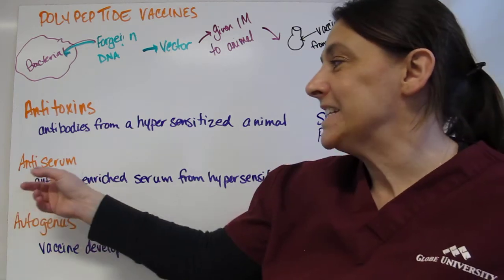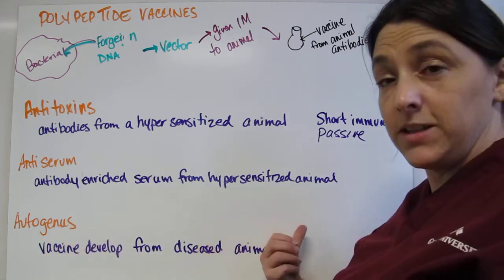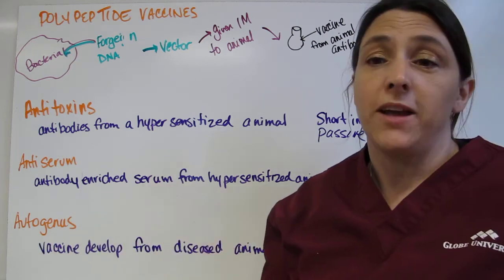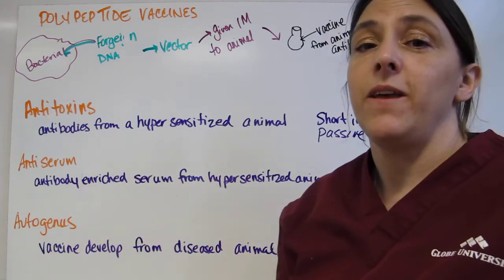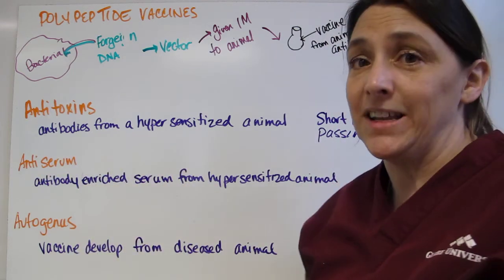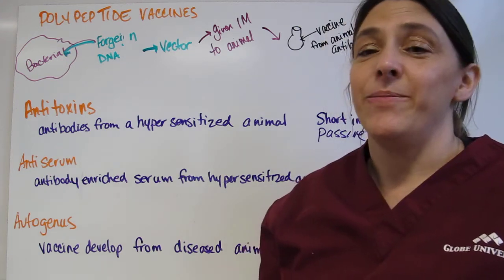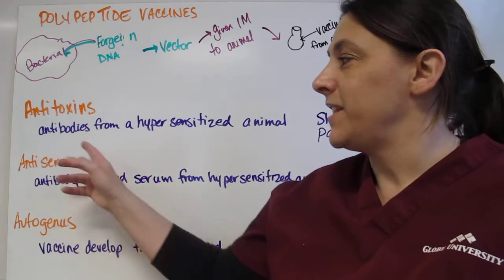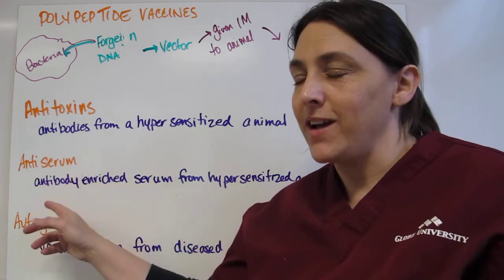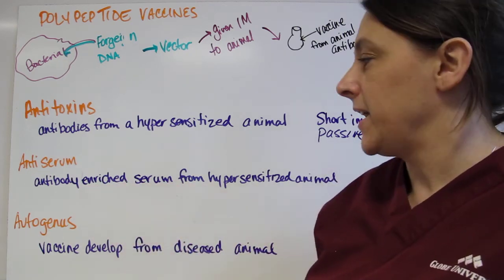Then we have anti-serum, and basically it can come from either a hypersensitive animal or it can come from an animal that has had the disease. They again pull blood, they pull off the plasma, and they turn that into a vaccine. If you were to get tetanus, they can give you an anti-serum vaccine, and that is basically what this is. It's from a sensitized animal.